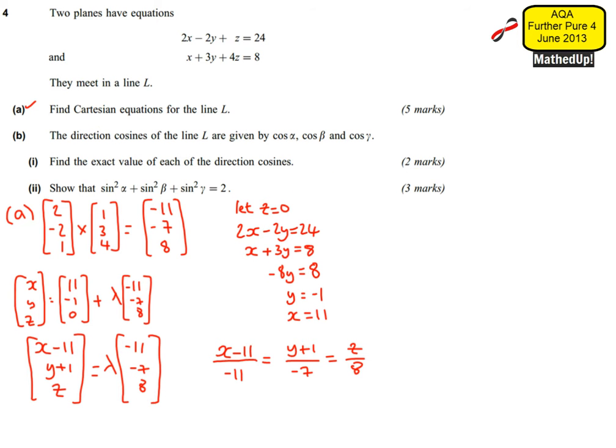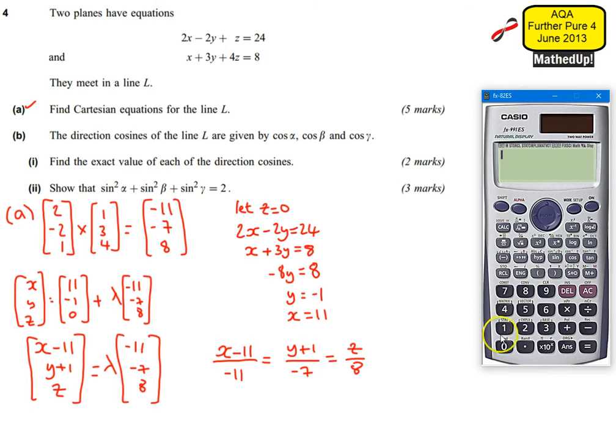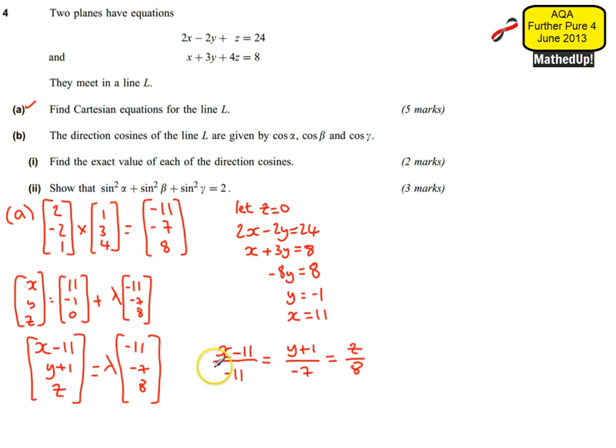So let's do, so we've got 11 squared plus 7 squared plus 8 squared. And that gives us 234. So it will be the square root of 234. So that's going to be like our hypotenuse. And then in the x direction, so for cos alpha, in our x direction, we're going to have negative 11 over root 234. So cos alpha is equal to negative 11 over root 234.